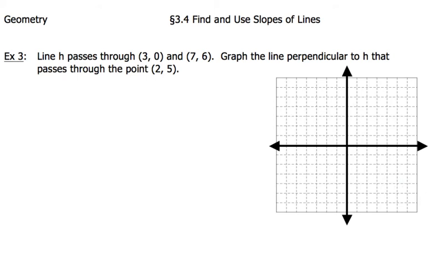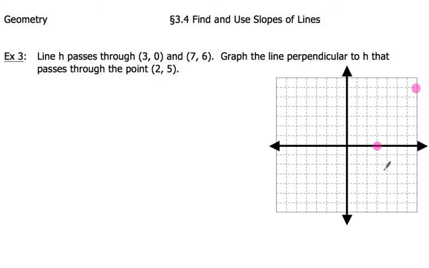So let's go ahead and plot our 2 points first. We're going to have the point 3, 0, so 1, 2, 3, 0, and 7, 6. So that's 3, 4, 5, 6, 7, 1, 2, 3, 4, 5, 6. So 7, 6 is going to be right there.